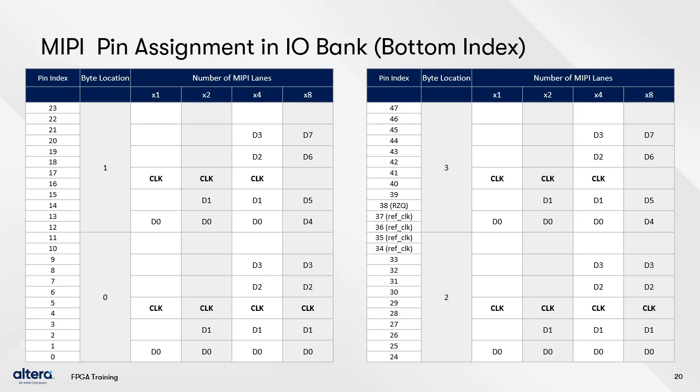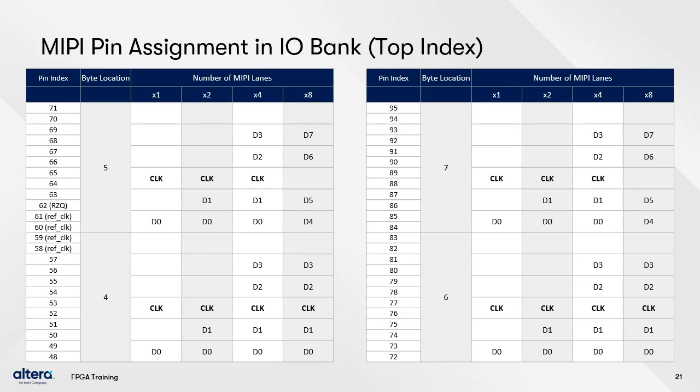So, for example, a by 4 MIPI interface in byte location 0 would use pin indices 0-3 and 6 to 9, with indices 4 and 5 as the clock. Notice the clock is in the same location for all of the interfaces in that byte location except for the by 8. For the by 8, 2 byte locations share a single clock. So byte 1 uses the clock from byte 0, and byte 3 uses the clock from byte 2. For completeness, this table shows the same layout occurring for the top index subbank with byte locations 4 to 7.